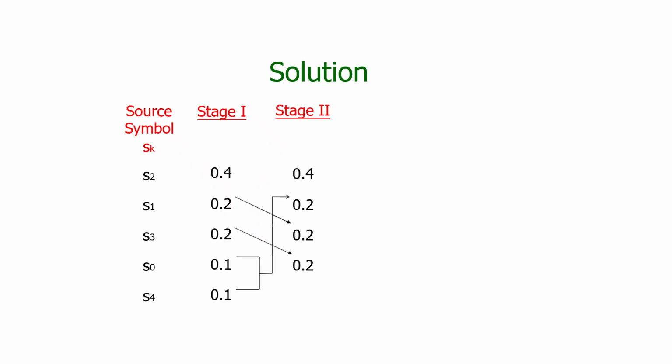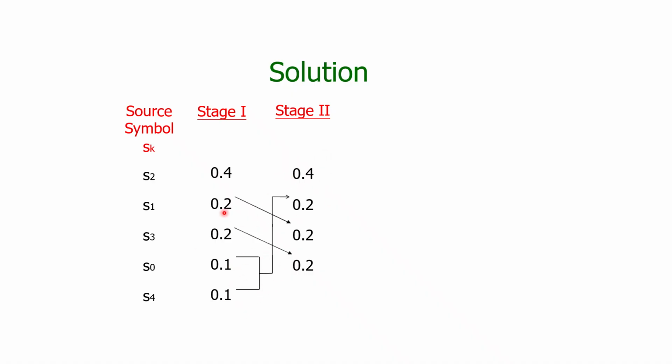Then, step two, now add the lowest two probabilities. So if you add, what will happen? You will get 0.1 plus 0.1 equal to 0.2. And after adding, now again arrange in decreasing order. So 0.4 is higher than 0.2, the summation, so it will be on top.